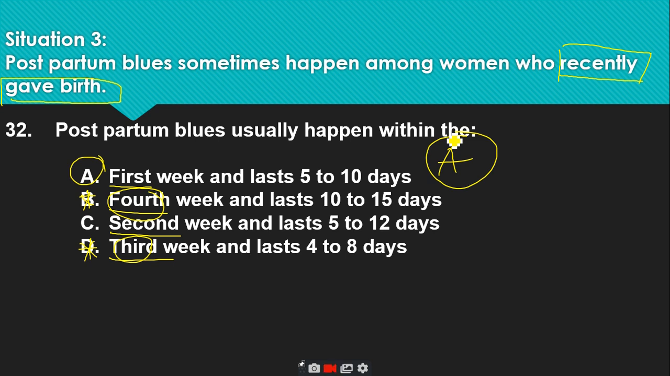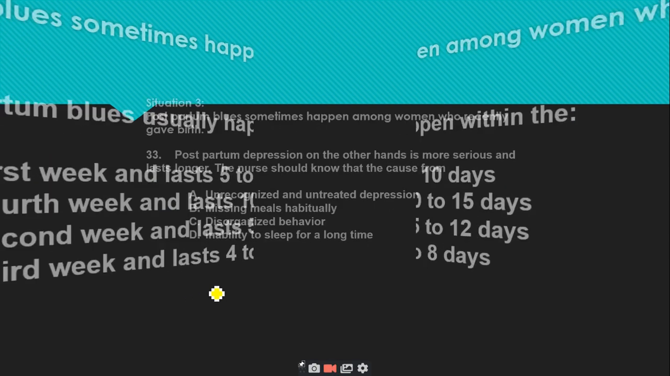and last 5 to 10 days. So that's going to extend to the second week. So of course, the postpartum blues usually happen in the first week after giving birth. So number 32 answer is letter A.